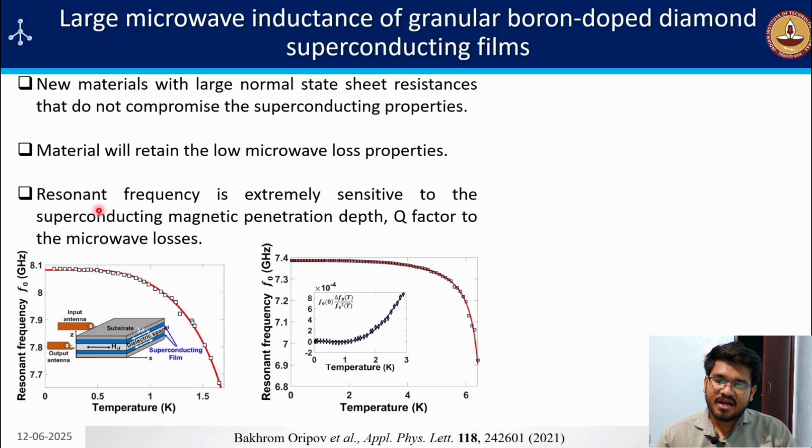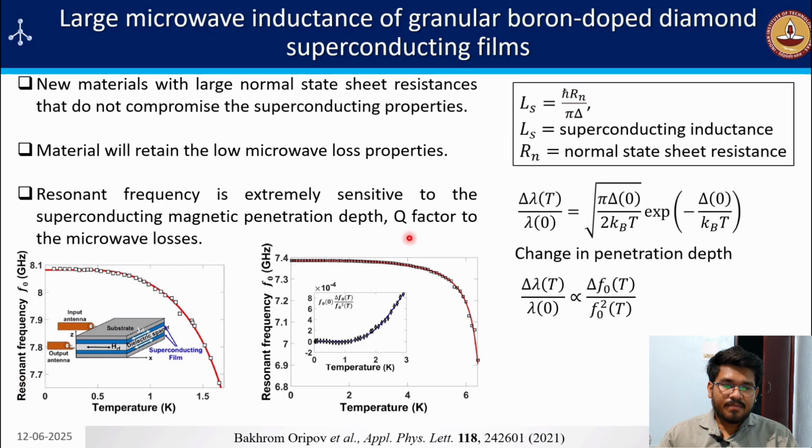This study also shows the resonant frequency is extremely sensitive to the superconducting magnetic penetration depth. This work was done in collaboration with this group. The sample was grown in our lab and sent to their group, and they carried out the kinetic inductance studies. Basically, they sandwiched a dielectric spacer between two superconducting diamond samples. On one sample there is an input antenna, to which we can apply the microwave input, and another part is the output from which we can measure the microwave signal and find how much loss there is.